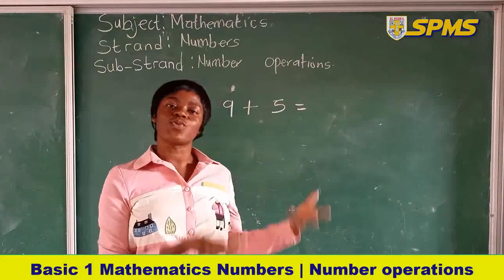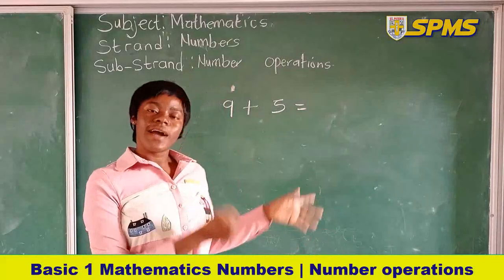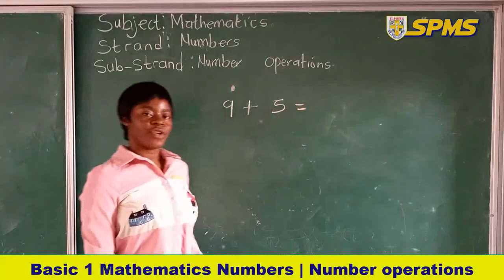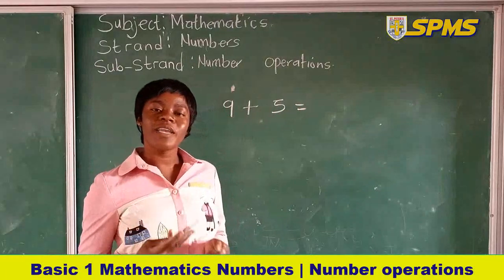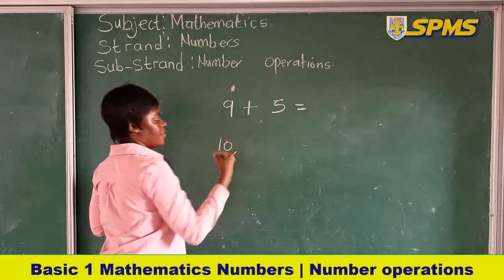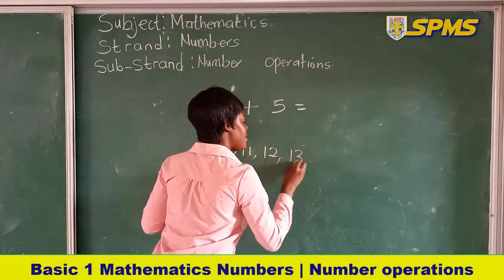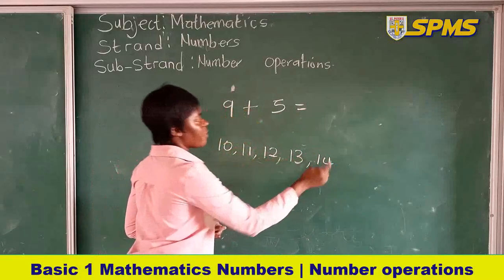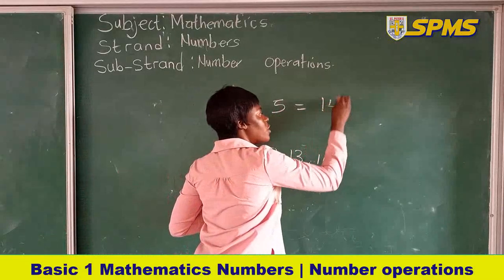The knowledge related to counting in addition. So we have 9 plus 5. Your 9 is there already, so it means you're going to count in how many places? 5. Now from 9 you move to 10, 11, 12, 13, and 14. Let's count: 1, 2, 3, 4, 5. So 9 plus 5 will give us 14.